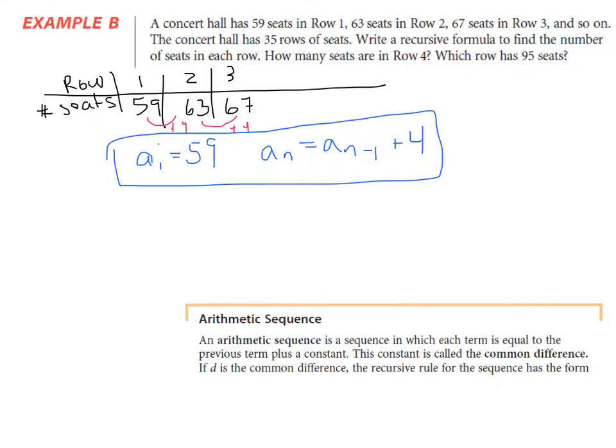So if we start with the 4th row, that's just one row further. So we can just add 4 to 67, which gives us 71. Okay? Now what I want you to do on your own is continue adding 4 to the number of seats until you get 95 seats, and then see what row that corresponds with. And we'll make sure we all have the same answer tomorrow.